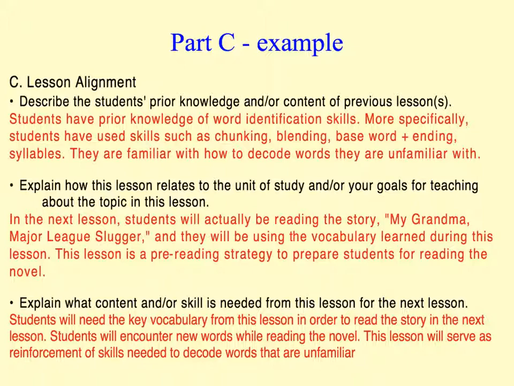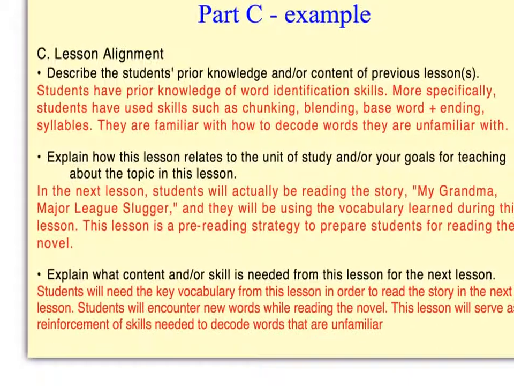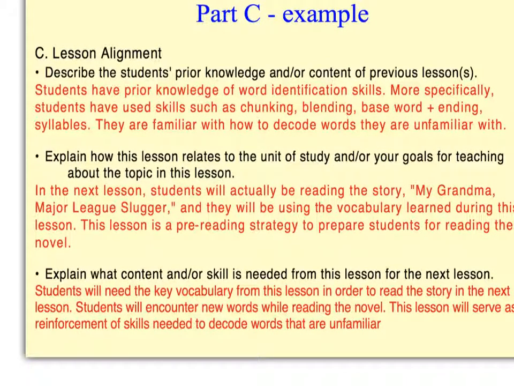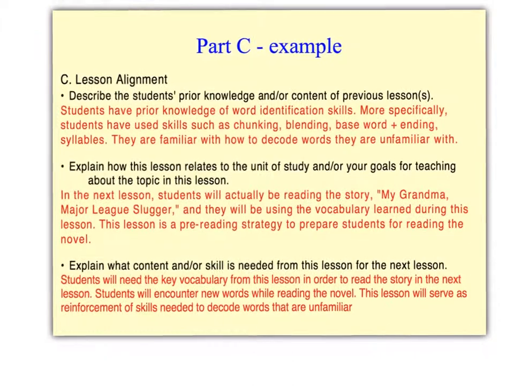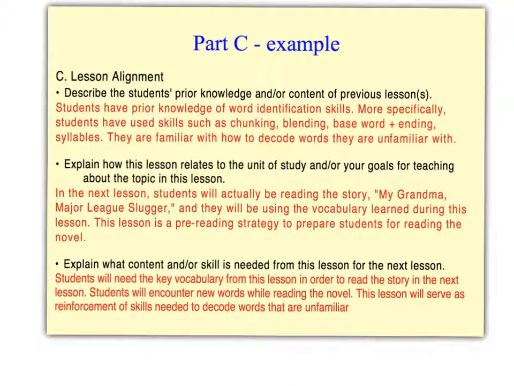I'm going to go on into Part C since Part B was relatively short. Part C, lesson alignment. Read my screen and read the handout or the sample lesson that you've been provided. Describe the student's prior knowledge. In other words, this goes back to what lesson plan are you in the series of lessons. So we need to know, what do your students already know? If this is the first lesson in the lesson series of lessons, you would say here, students have no prior content knowledge. Second bullet, explain how this lesson relates to the unit of study.